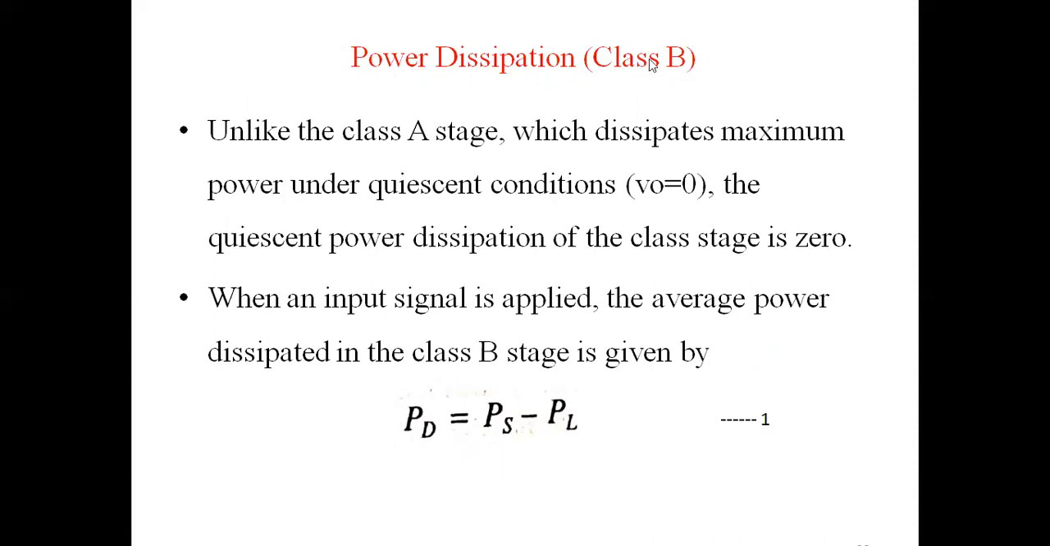Next, power dissipation in the class B output stage. As in the class A stage, which dissipates maximum power under the quiescent condition, that is when V naught is equal to 0, the quiescent power dissipation of the class B stage is 0. When the input signal is applied, the power dissipation is given by PD is equal to PS minus PL, that is power supply minus load power.